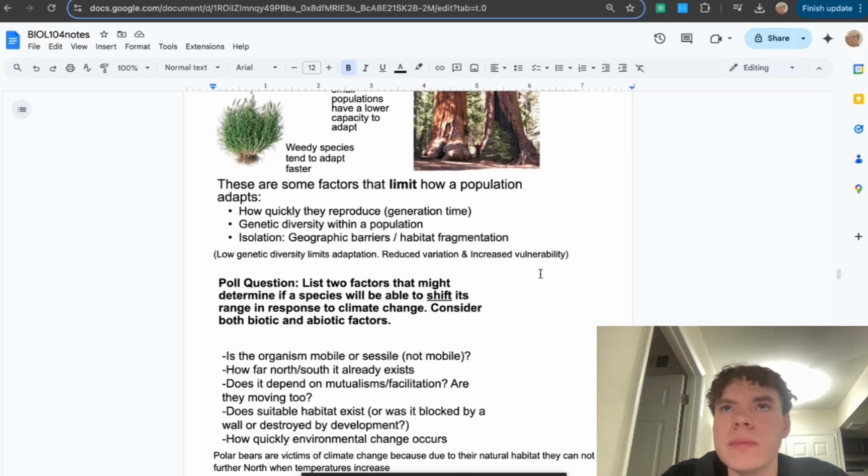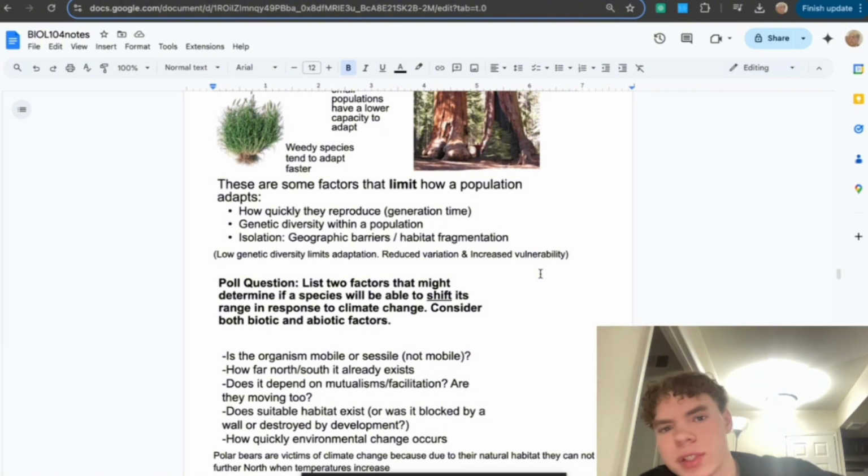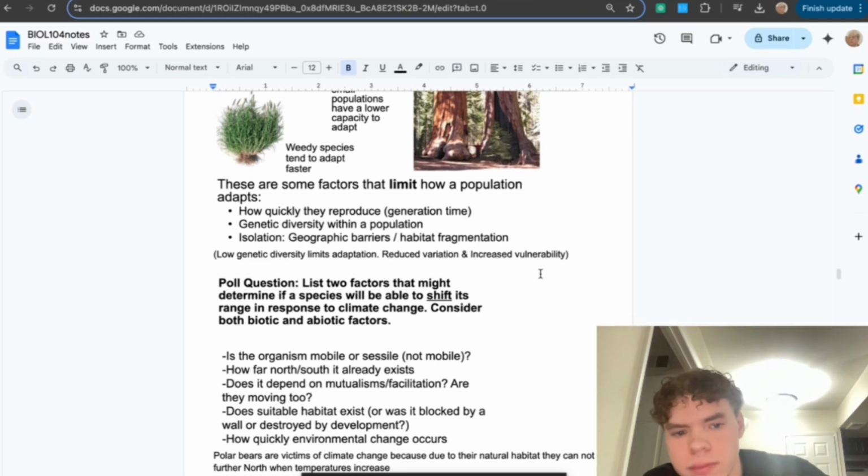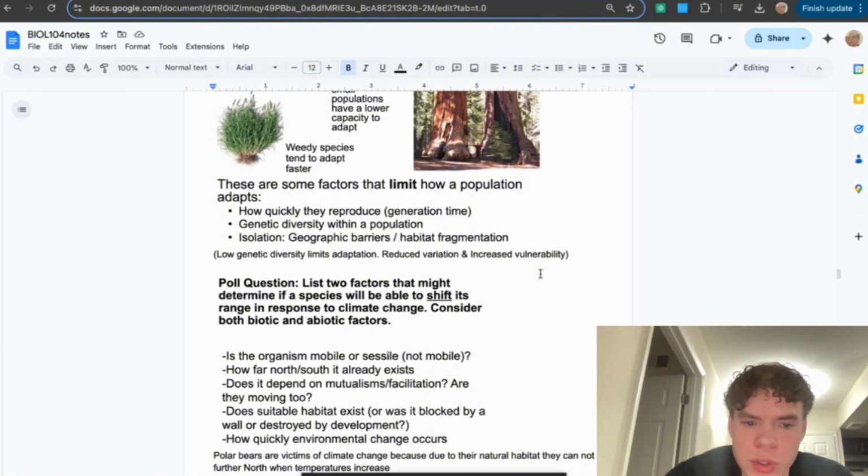You've got to think, if there's a species of, I don't know, dogs on an island, I don't know how much I trust a dog to cross an entire ocean, versus say a bird that might be able to migrate. Some species just might not physically be able to migrate to new areas.